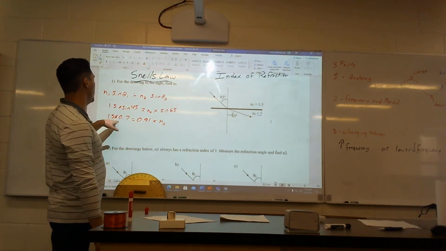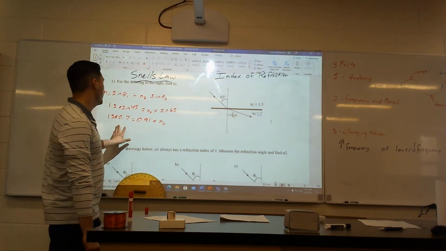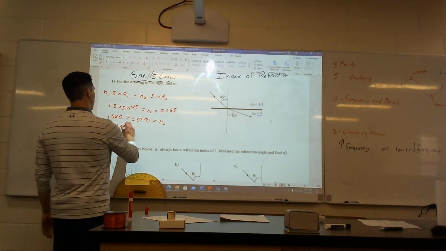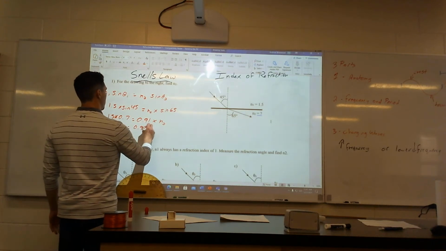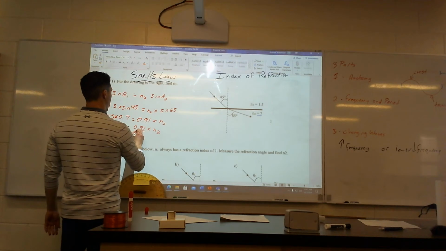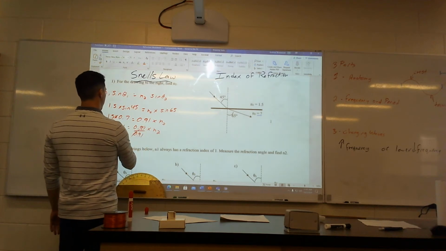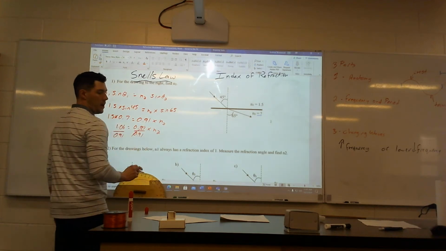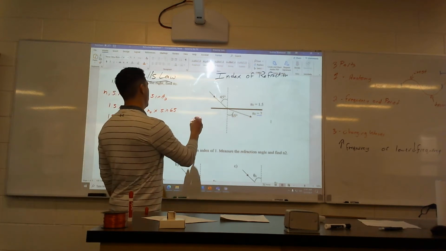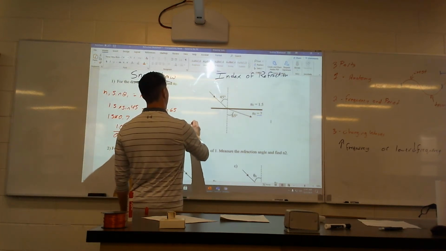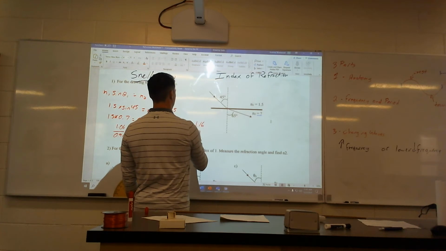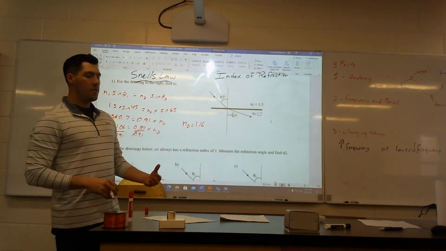When I go 1.5 times 0.7, I get 1.06. 1.06 equals, again, this all times N2. Divide by 0.91, cancel out, divide by 0.91, and I get an answer of 1.16. So my N2 value equals 1.16. All right. And this kind of makes sense.